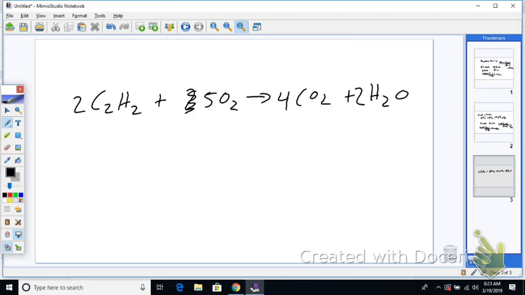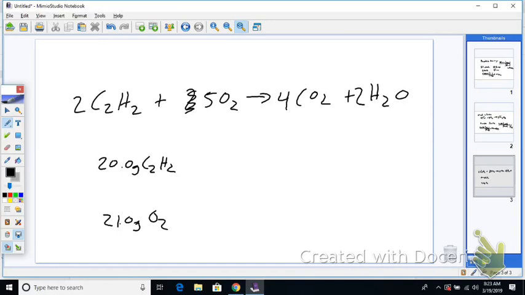Okay. So now I'm going to introduce this thing called grams. And then I'm going to say which one's limiting. I'm going to give you a certain number of grams of both. Okay? So let me think about this. Let's say that we have 20 grams of C2H2. And then we have 21 grams of O2. Okay, first thing I'd like you to do is get it into moles.